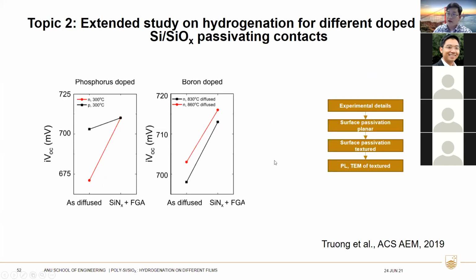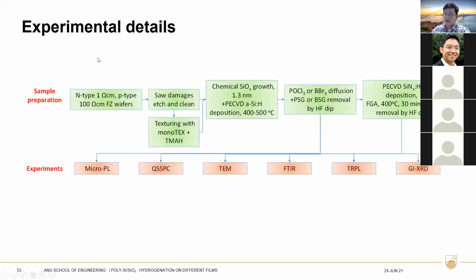So in the next topic, I extend the studies on hydrogenation for different polysilicon passivating contexts. We start with experimental details and the surface passivation for planar and textured samples, and then we study some PL and TEM images of the textured samples. This is the experimental details.